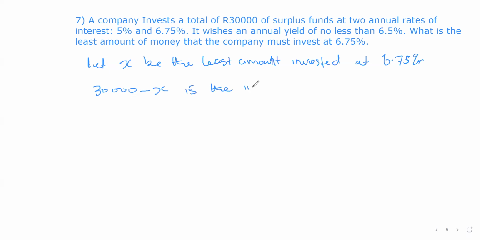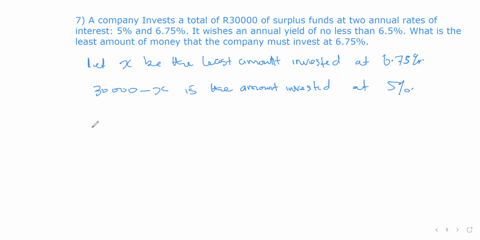the amount invested at 5%, of course. All right, so the sum of these two will give me the 30,000, which is the principal amount invested. These guys want to have an annual yield of no less than 6.5%. So an annual yield of 6.5% or more, basically greater than or equal to 6.5%.